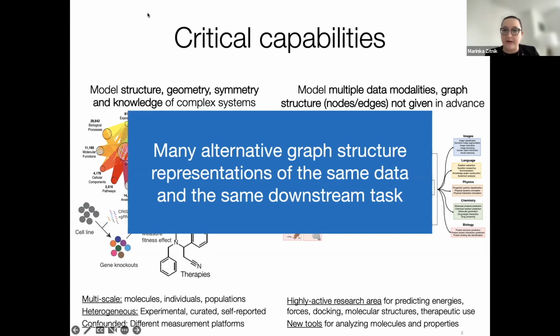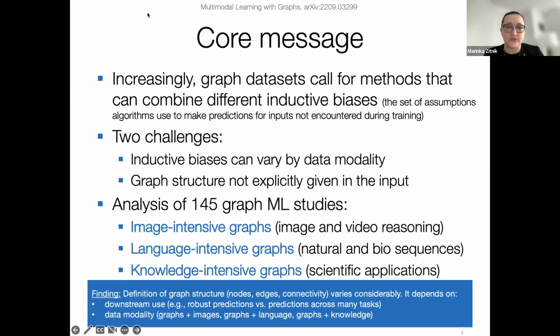And I would strongly echo what Petar just said, that the choice of the graph structure can influence performance on downstream ML more than the choice of a specific architecture. And so we've been thinking a lot about this question recently. In fact, we did a thorough survey of 145 studies of graph ML across different application areas, including those that traditionally are not thought of as graph-based domains.